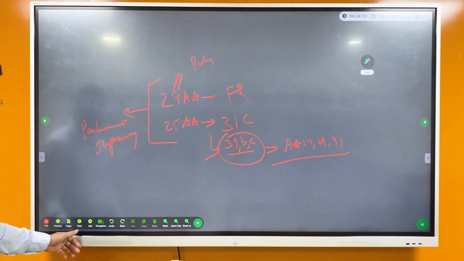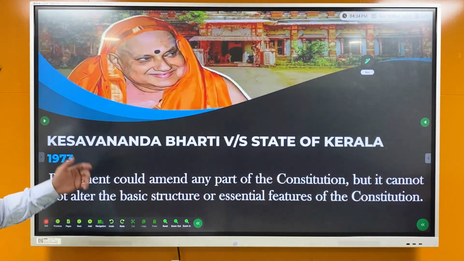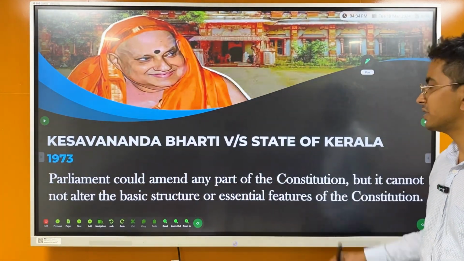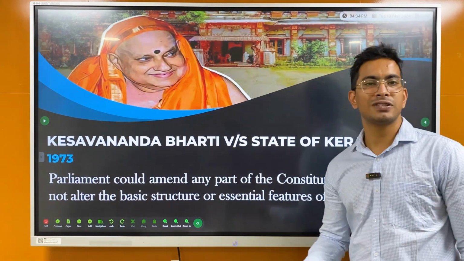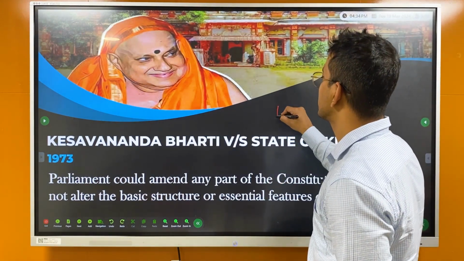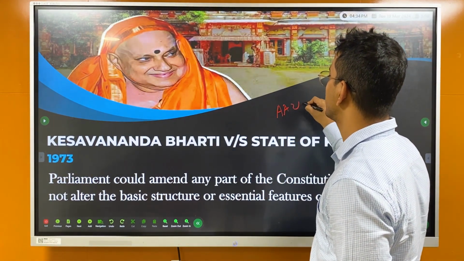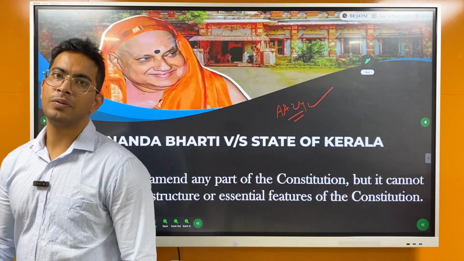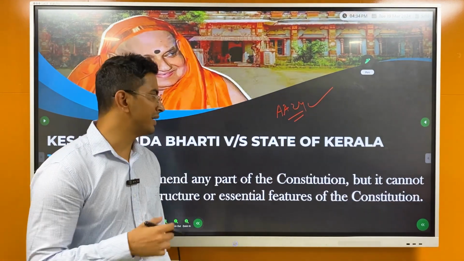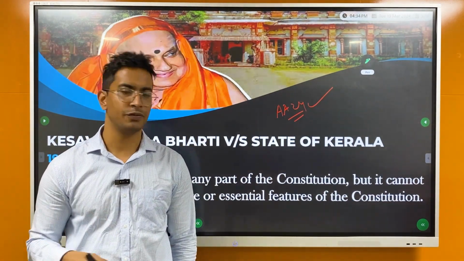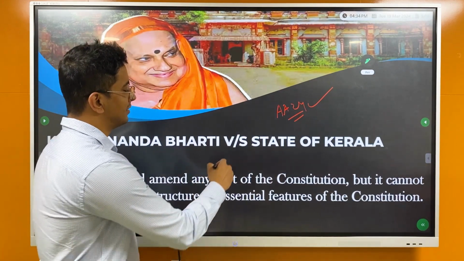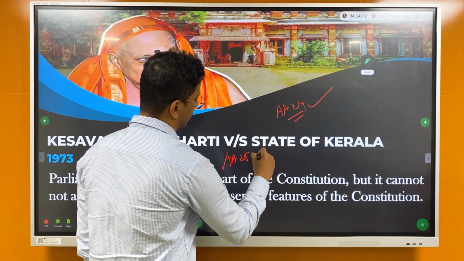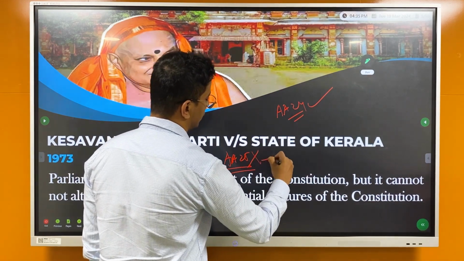What happened next? This was challenged in Keshwananda Bharti case, was the state of Kerala. Here the court said that Amendment Act 24, it's okay. We have no problem. The Parliament has power. It can amend any part of the Constitution, even the fundamental rights. We have no problem. But it said Amendment Act 25, it called it unconstitutional.